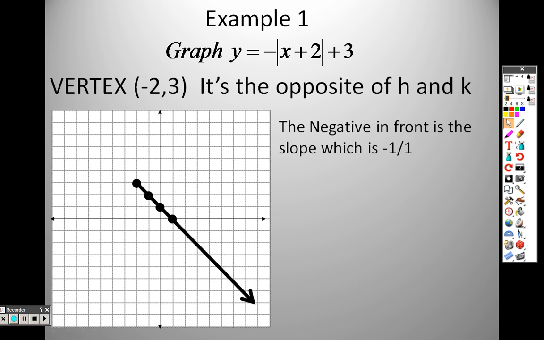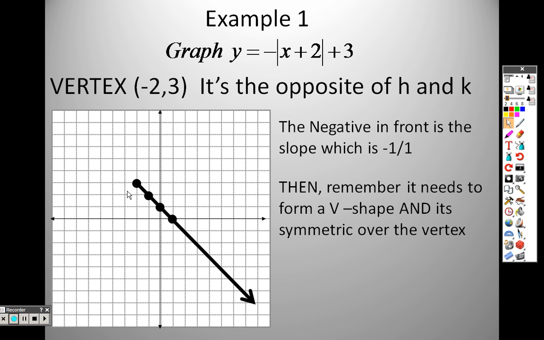I only draw it up to the vertex, and here's why. Because it's literally symmetric. This point is the symmetric point. So everything else is the exact same on the other side. Thus, in order to form that V, and I know the V is going down because it's a negative, I just draw a line the exact same number of spaces on the other side with the same pattern. Instead of going down one, right one, now it's down one, left one, down one, left one, down one, left one, down one, left one. I draw a line and connect it, and there is my graph.